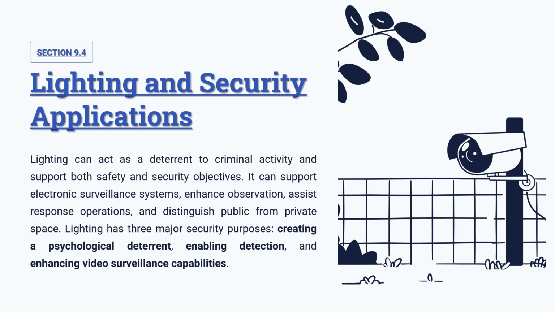Lighting plays a critical role in physical security, not just for visibility, but as a deterrent to criminal activity. A well-lit environment discourages intruders, improves observation, and supports both human and electronic surveillance systems. Lighting enhances the effectiveness of CCTV, assists in response operations, and contributes to overall situational awareness. It serves three primary purposes: creating a psychological deterrent, enabling detection, and improving surveillance capability. In modern security design, lighting is not just illumination, it is a strategic tool.